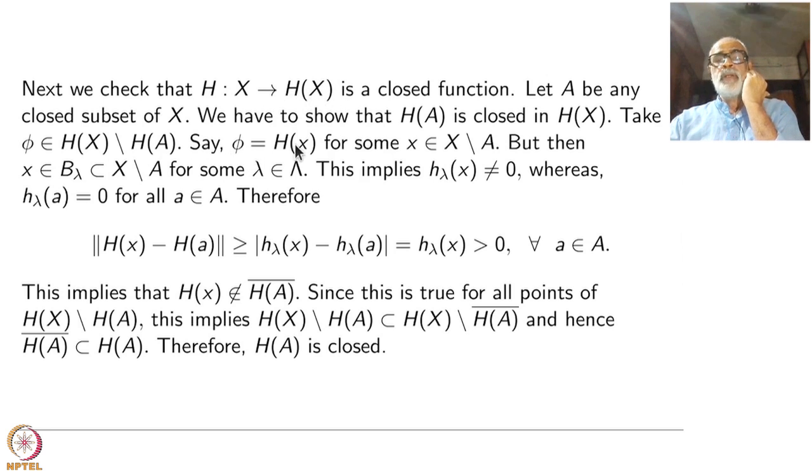Okay, to show something is an embedding, you have to take only the image and work inside the image. So phi is h of some x for x inside X minus A, because it is not in h(A). But then x belongs to B_lambda contained inside X minus A. Okay, A is a closed subset. So you will have some B_lambda such that x belongs to B_lambda contained inside X minus A for some lambda. So that automatically implies h_lambda(x) is not 0. Whereas h_lambda(a) will be 0 for all a inside A. Okay. The precise set of non-zero elements are inside B_lambda. So outside X minus A, for all a inside A, it will be 0.